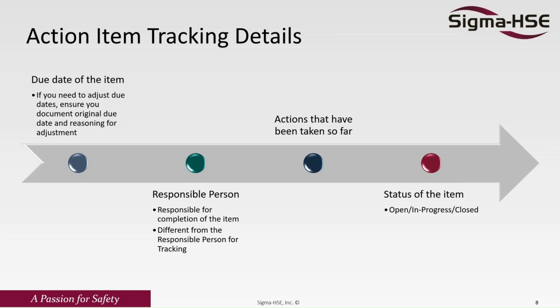And then, of course, status of the item. You want to ensure that you're appropriately tracking if something's open, if it's in progress, if you started working on it, you just haven't completed the action yet, or if it's been closed and action is in place, it's done, we don't need to worry about it anymore, but we need to keep this item tracked for proof of completion.